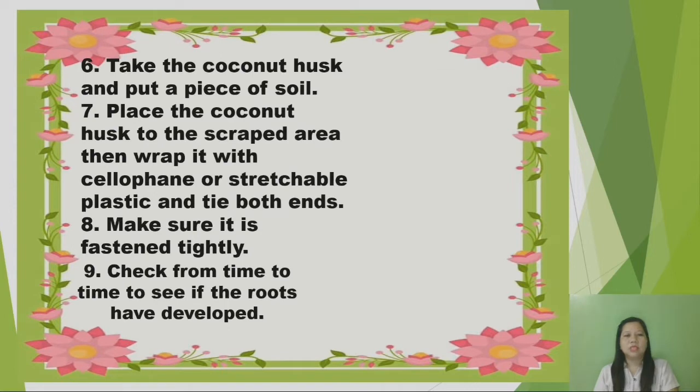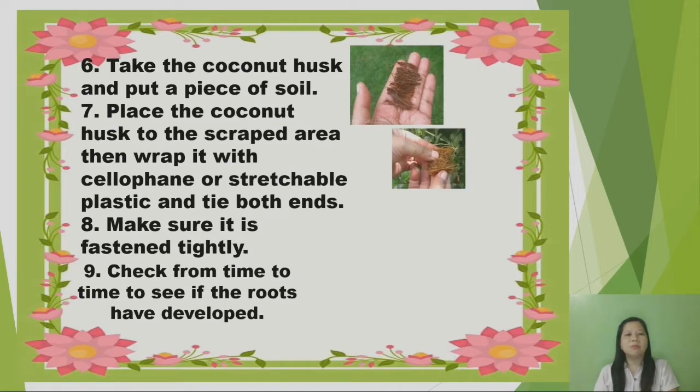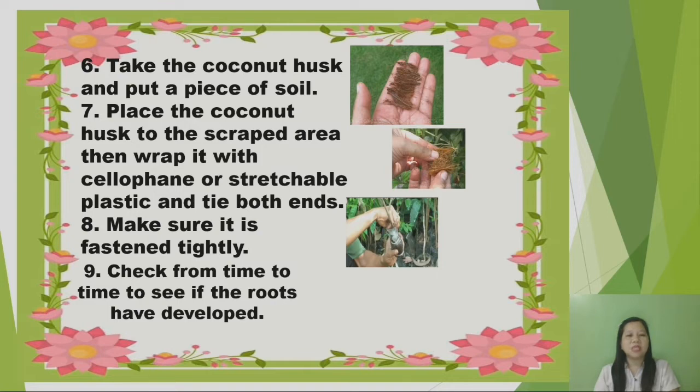6. Take the coconut husk and put a piece of soil. 7. Place the coconut husk on the scraped area, then wrap it with cellophane or stretchable plastic and tie both ends. 8. Make sure it is fastened tightly. 9. Check from time to time to see if the roots have developed.